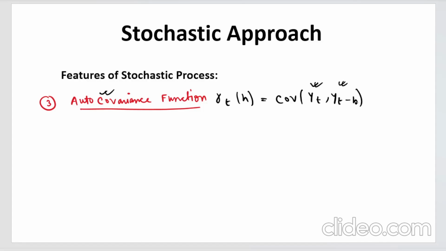Here h is strictly positive, so h will start from 1. So h equals 1 means you are taking the covariance between yt and yt minus 1. h equals 2 means yt and yt minus 2.